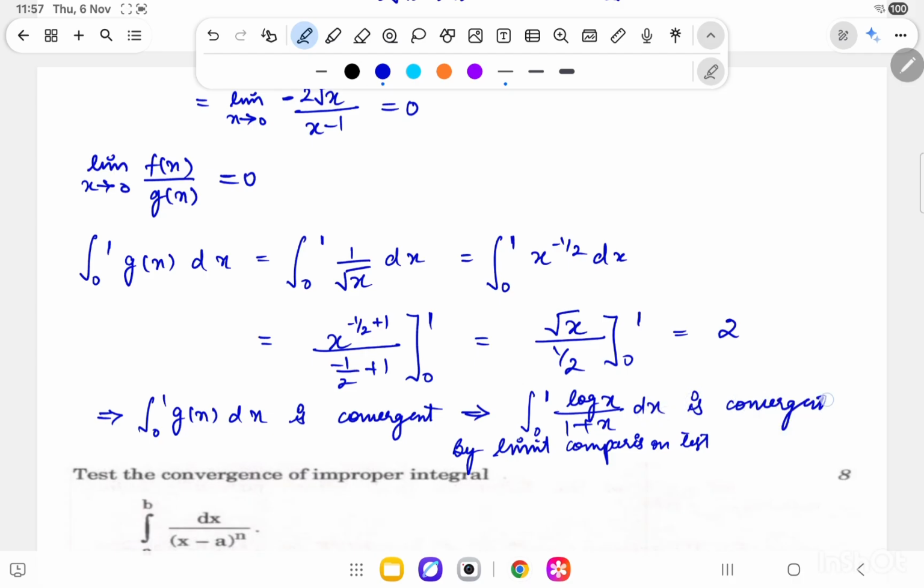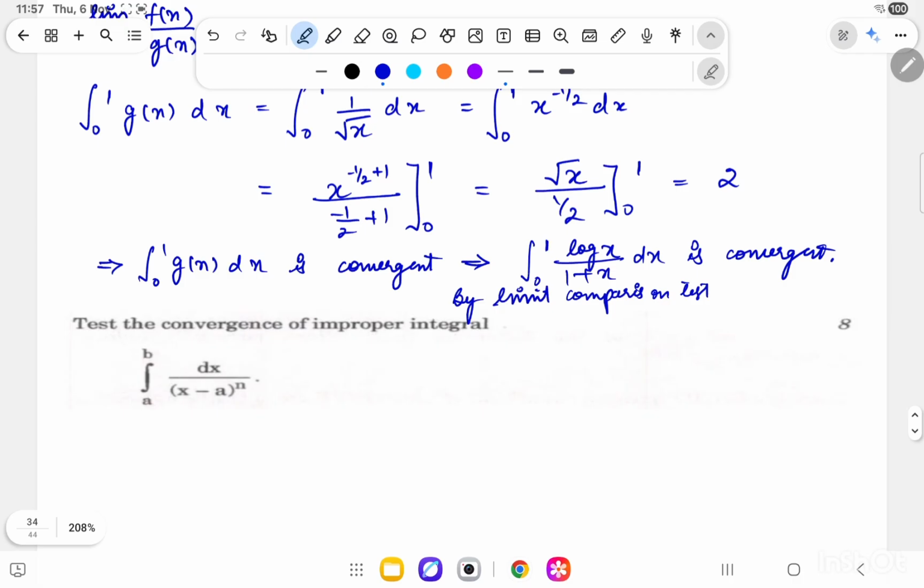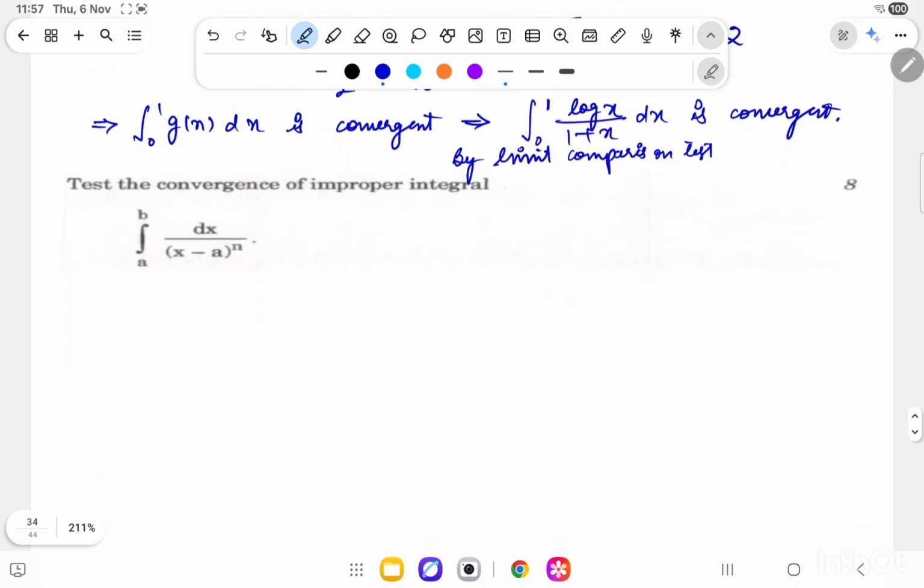So this completes my question. Now let's move on to see the next question. The next question says to test the convergence of the improper integral. In this question also, first we should find the point of infinite discontinuity. If you observe, x equals a is the only point of infinite discontinuity, because that's the only singularity that this integrand has.